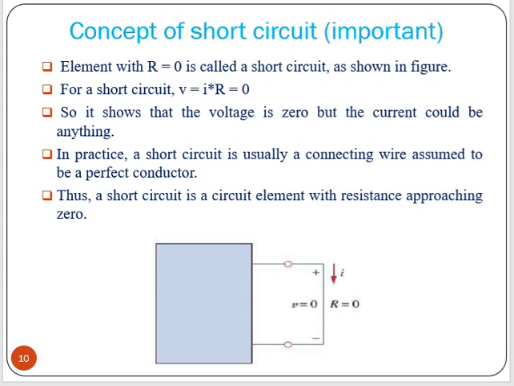So it shows that voltage is 0, but what is the value of current? Current could be anything, right? This is shorted, so current can be anything. As the resistance value is 0, the circuit is short circuited, and the voltage drop is also 0, as V equals IR according to Ohm's law. Now in practice, a short circuit is usually a connecting wire assumed to be a perfect conductor. Thus a short circuit is a circuit element with resistance approaching 0.